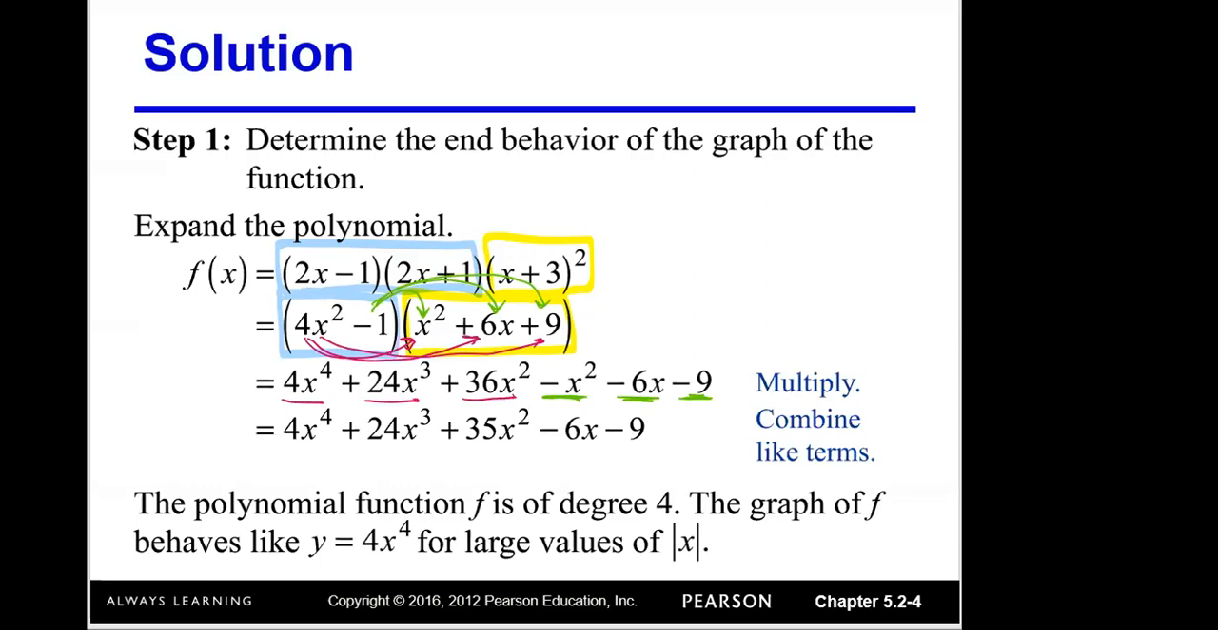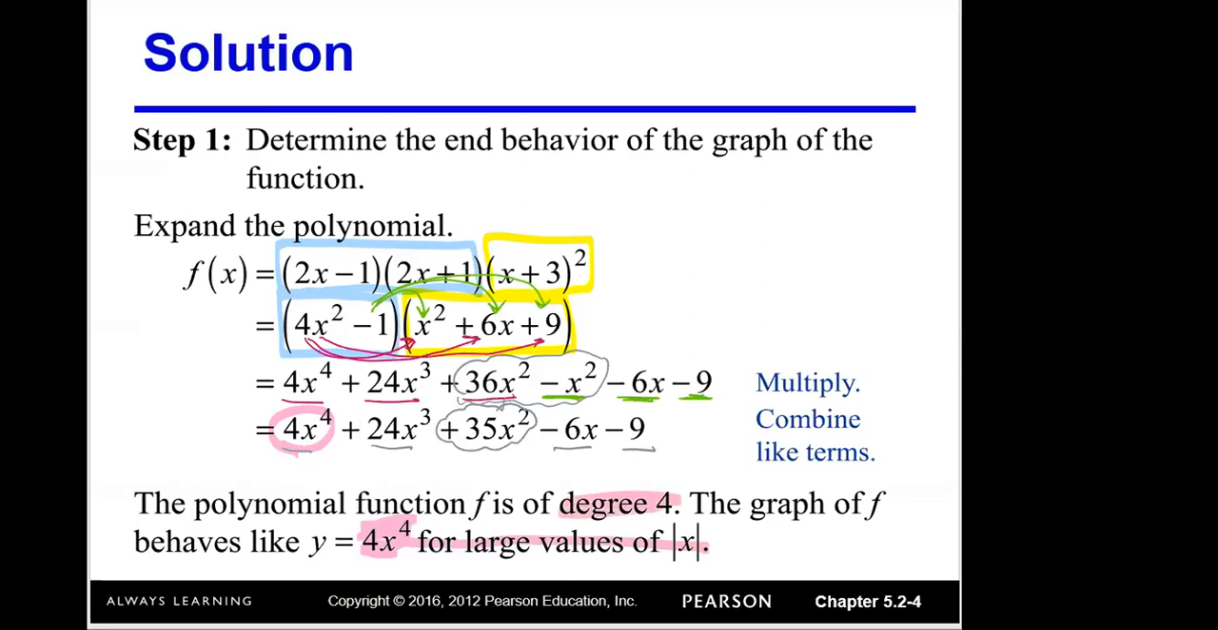So the only like terms that they had were these two here. Those two added up to the 35x squared. They still had the 4x to the fourth and the 24x cubed and the minus 6x and the minus 9. Now they can clearly see that the leading term, 4x to the fourth, is what the graph behaves like for large values of x. It has a degree of 4.